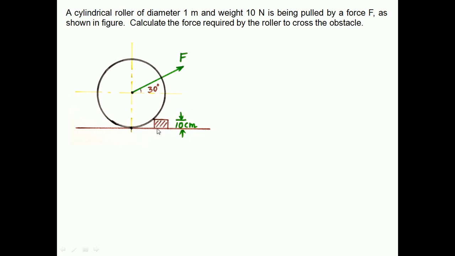See, there is an obstacle given whose height is about 10 centimeter. The roller is pulled by the force to cross the obstacle. While crossing the obstacle, the roller is rotating clockwise. So while crossing the obstacle, it will give all its weight towards this obstacle. It pushes the obstacle with the total weight and then it crosses.